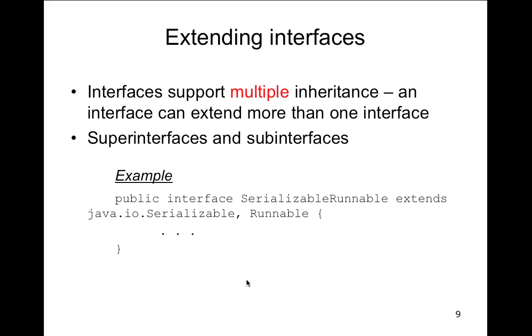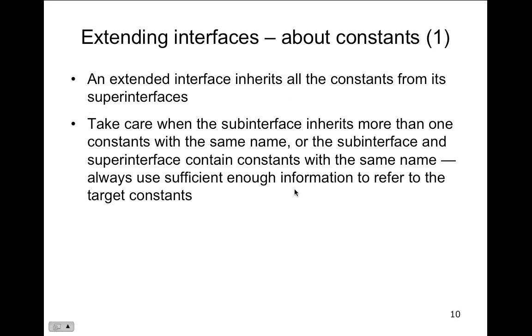Super interfaces and sub interfaces exist just how we have classes. So public interface Serializable Running extends IO Serializable, comma, Runnable, comma, almost anything you want actually. So we do have multiple inheritance. It's just done a little bit differently than it is done in other languages.